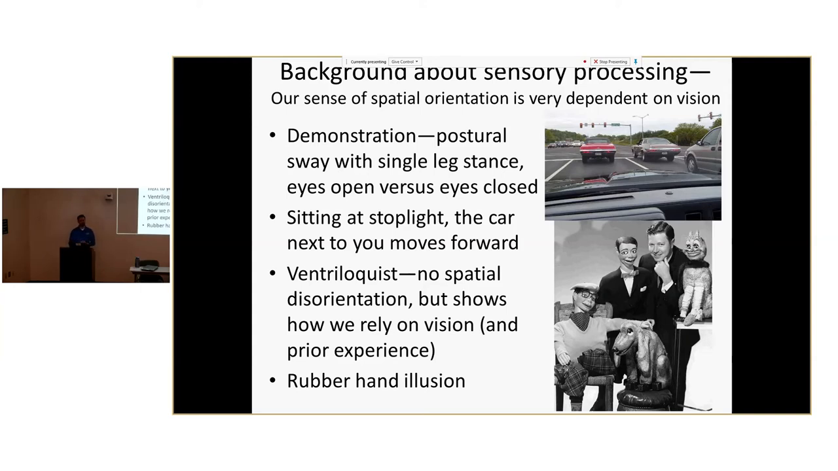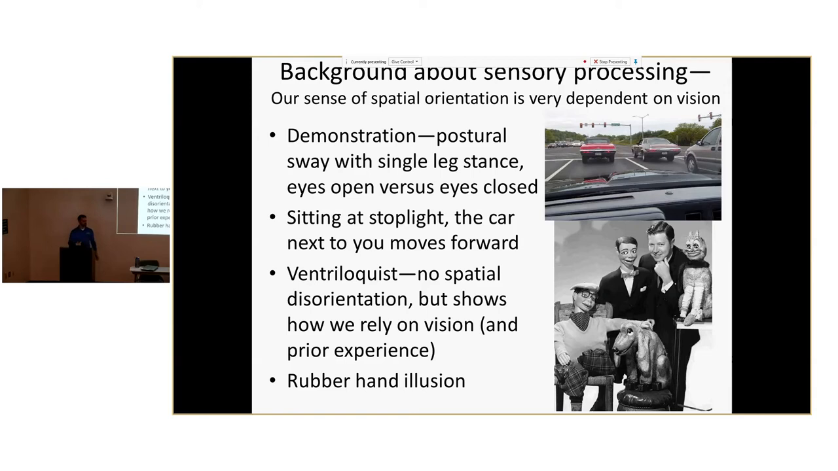If you're at a stoplight and you see the car moving next to you, or you're kind of staring ahead, and the car next to you moves forward, what do you do? You hit your brake really hard. Because you're perceiving that you're moving. And why is that? Because we're relying on visual information.